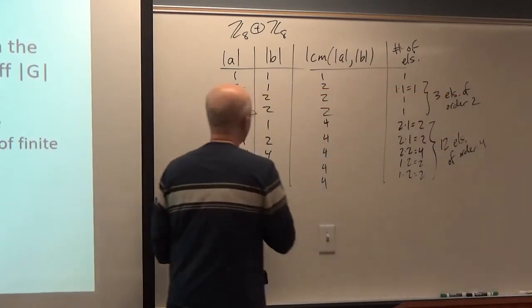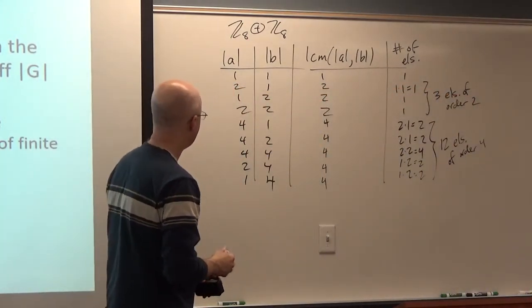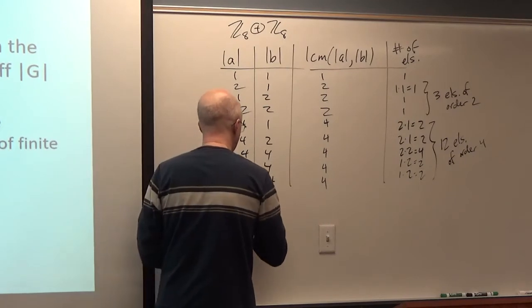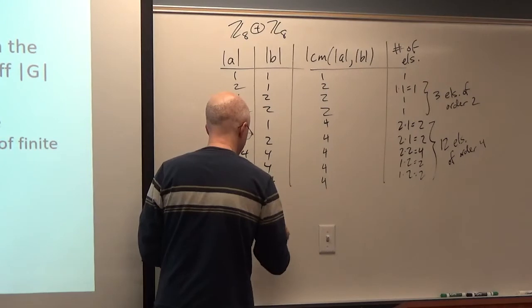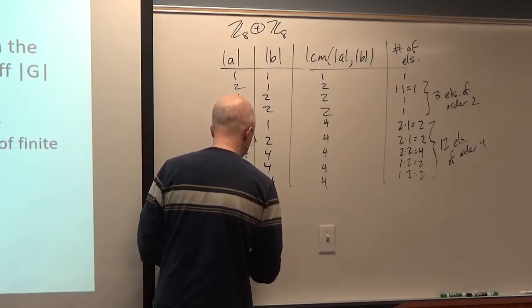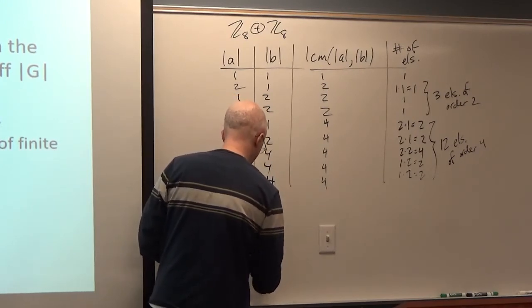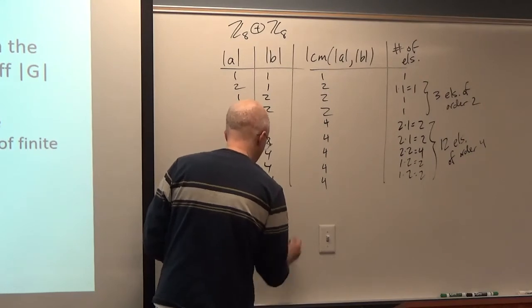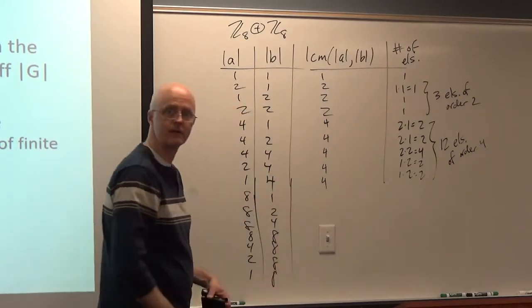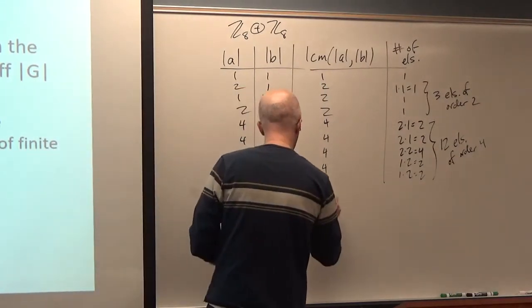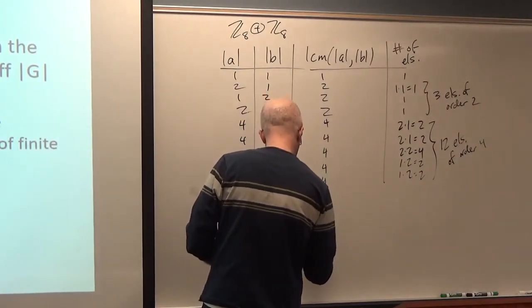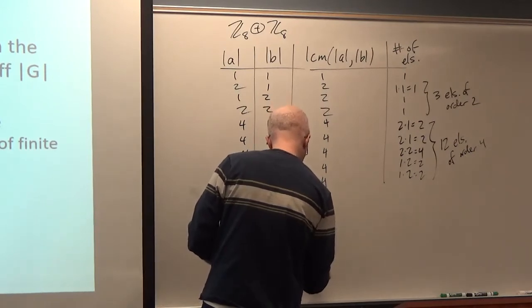And finally, you're not going to have any elements higher than order 8 here. The elements of order 8 are going to come from combinations like these. You see that down there? Yep. Okay. Least common multiple in each case is 8. These are going to be the categories that give you elements of order 8.